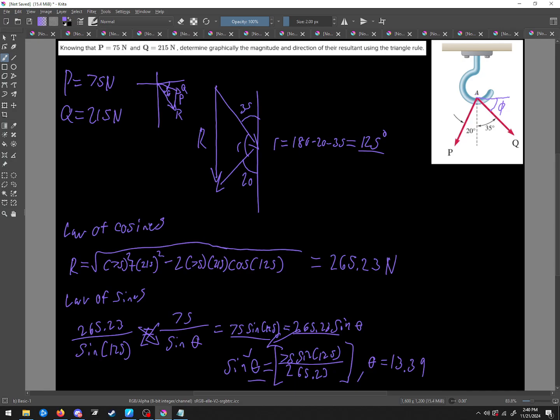So 90 subtract 35 gives us 55. So we add 55 to this. And we're getting 68.4 degrees. So this is our answer for the magnitude of the resultant, and this is the answer for its direction. And yeah, that is how you do that problem.